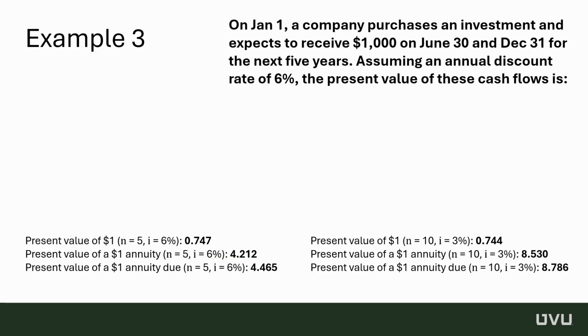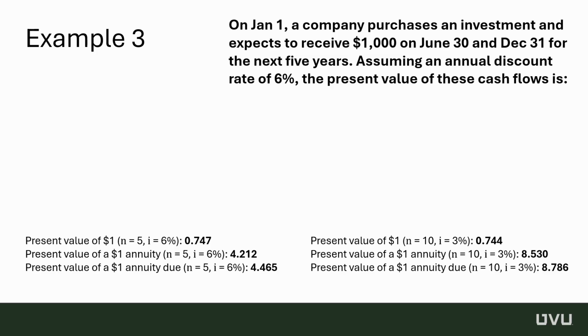Now let's look at the third example. On January 1st, a company purchases an investment and expects to receive $1,000 on June 30th and December 31st each year for 5 years. The annual discount rate is still 6%. This example requires one extra step because the payments are semi-annual. There are 2 payments each year for 5 years, so the number of periods is actually 10. We also need to make an adjustment for the discount rate. While an annual discount rate is 6%, since the cash flows are occurring every 6 months, we need to use a 3% semi-annual discount rate.